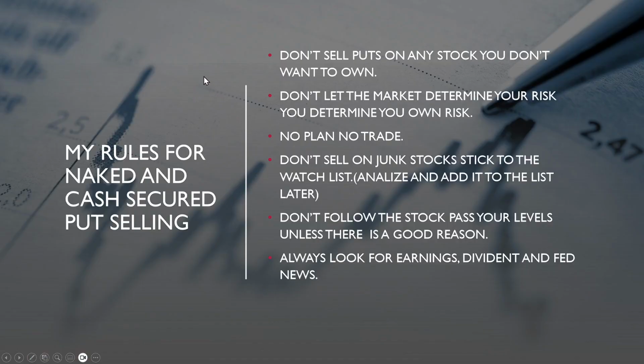And my risk is determined in here, right? So my rules for selling naked puts slash cash-secured puts: I don't sell puts on stocks I don't want to own. If I want nothing at all to do with a stock, I'm not even going to touch it, because I know the stock can completely tank. So if I want nothing to do with it, then I shouldn't be touching it at all, right?